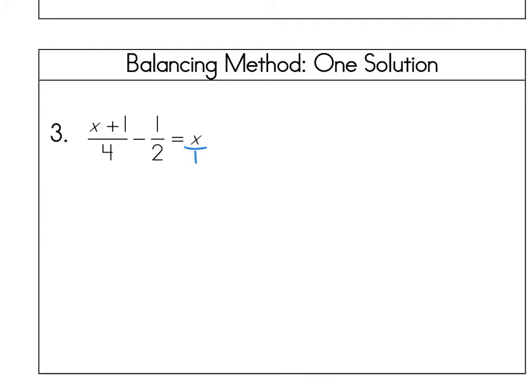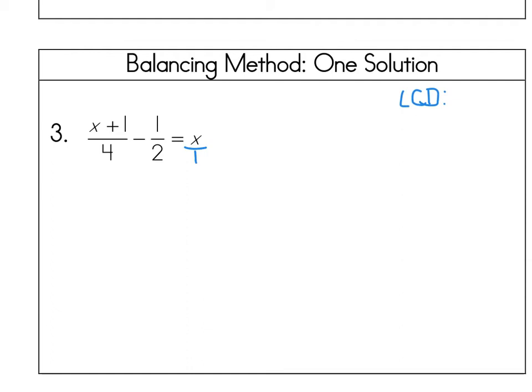Just to help me keep things in line. So what I want to do is find the least common denominator, so basically the smallest number that 4, 2, and 1 all divide evenly into. Some of you might like to write least common denominator off to the side. So the least common denominator here, well, what number can 1, 2, and 4 all divide into?